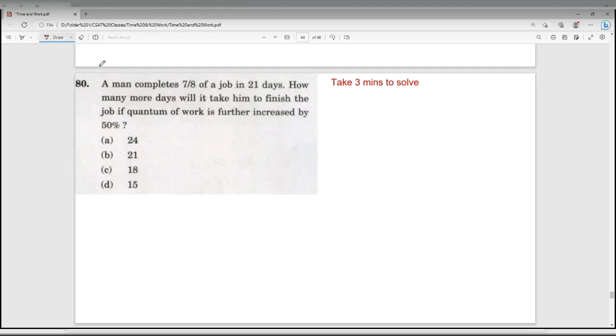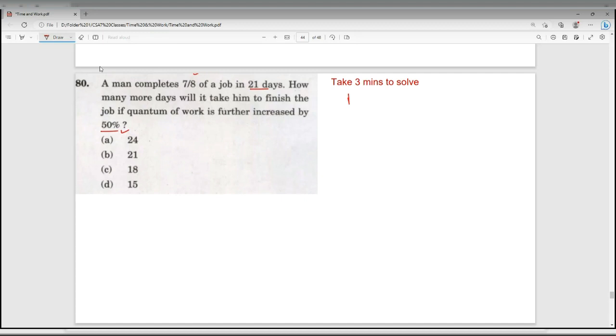So what they're saying is a man completes 7/8 of a job in 21 days. How many more days will it take him to finish the job if the quantum of work is further increased by 50%? So what they're saying is he completes 7 by 8 of a work in 21 days. And then after 21 days, they are increasing the work by 50%. So they are asking how many more days will it take to complete the work.